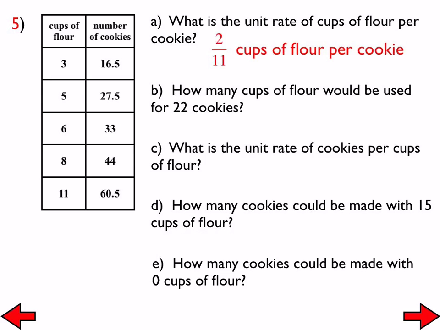All right, so tell me, how many cups of flour would be used for 22 cookies? Just tell me, please. 4, good. 2/11 times 22 is 4. Now we're going to flip it. What is the unit rate of cookies per cups of flour?